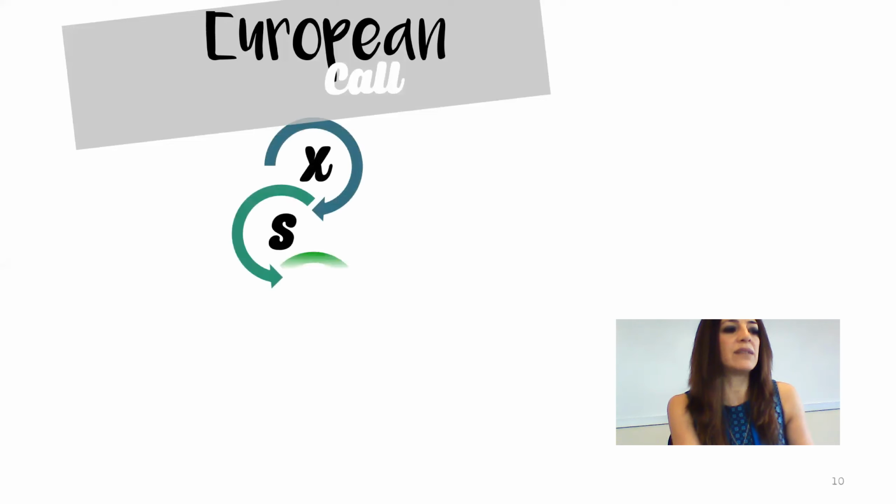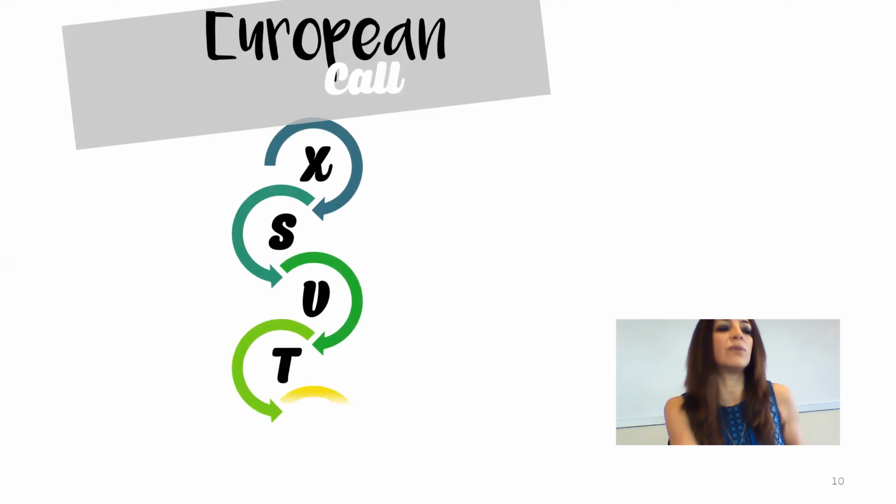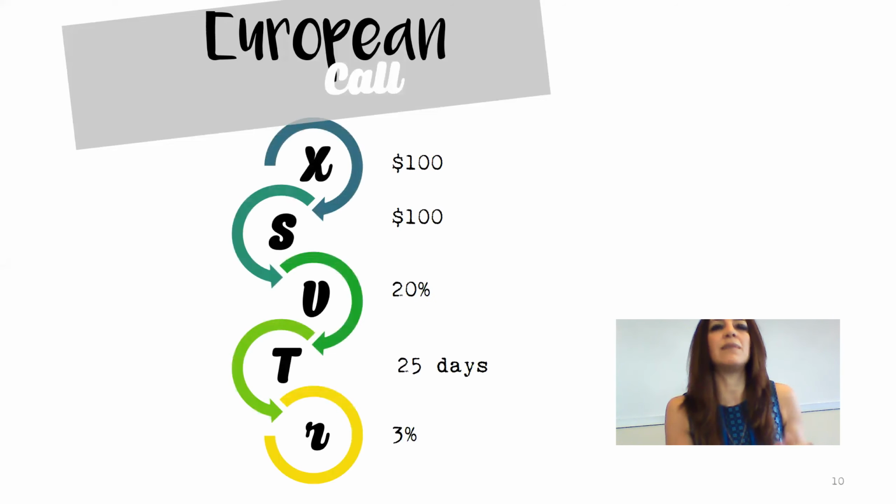The 5 elements, remember, are always the same. This is very similar to binomial or risk-neutral valuation. The only small difference is the volatility, which here is expressed as a standard deviation instead of an upside and a downside movement. Okay, let's work with a different example for the code.